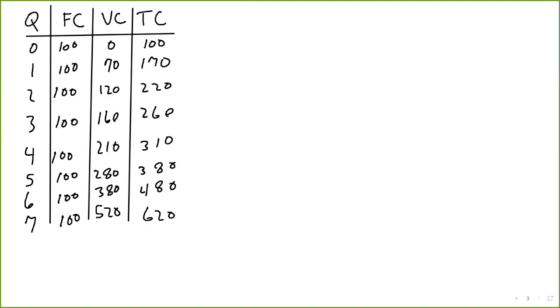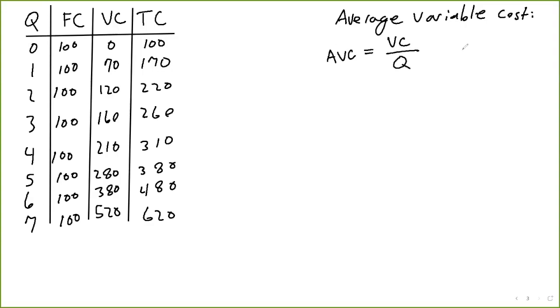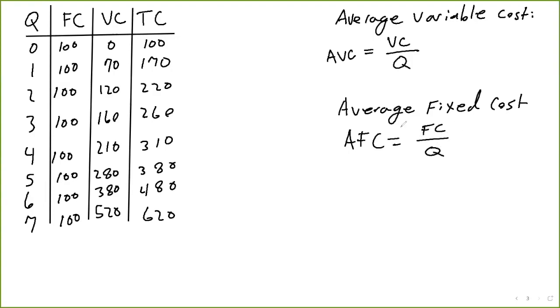So there's just a few more cost definitions we have to cover. So we have fixed cost and variable cost. There's also what's called average variable cost. So we say average variable cost, it's going to be the variable cost divided by the quantity being produced. We also have what's called average fixed cost, which is going to be the fixed cost divided by the quantity produced. So let's add that to our table.